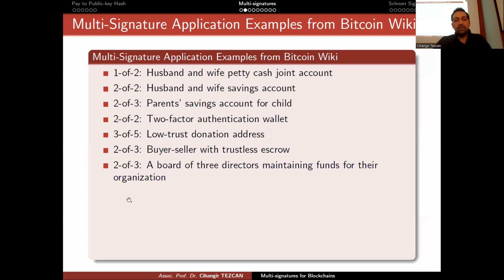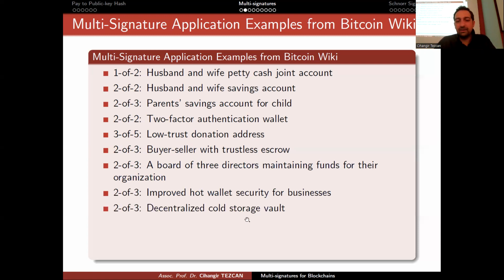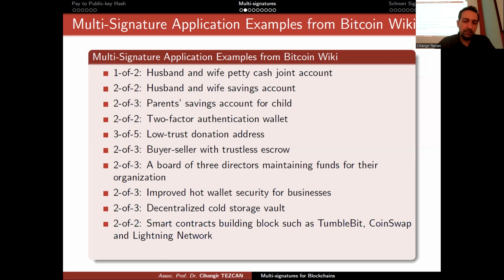Again, a similar example, 2 out of 3, a board of 3 directors maintaining funds for their organization. 2 of 3, improved hot wallet security for businesses. 2 of 3, decentralized cold storage vault. So these are how to store your money in a cold or hot wallet. We will talk about them in the future. 2 of 2 again can be used as a smart contract building block, such as Tumbleweed, CoinSwap, and Lightning Network. And 1 or 3 out of 4 distributed backup.